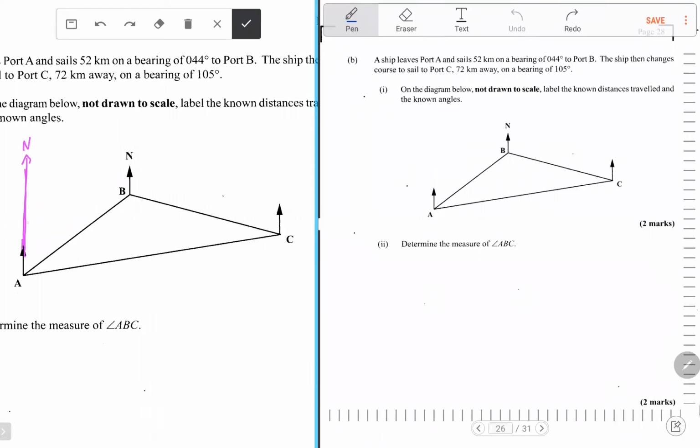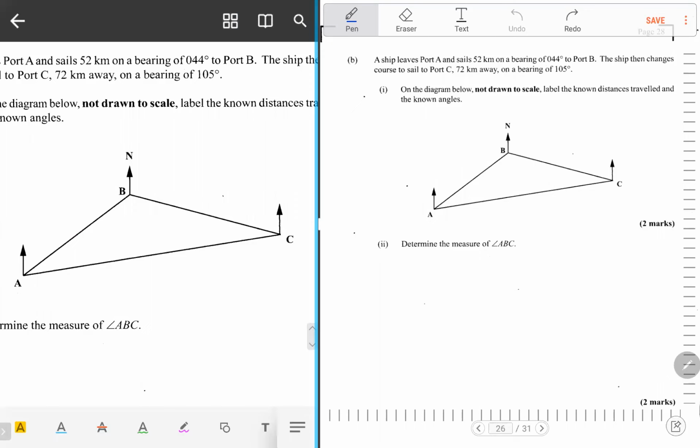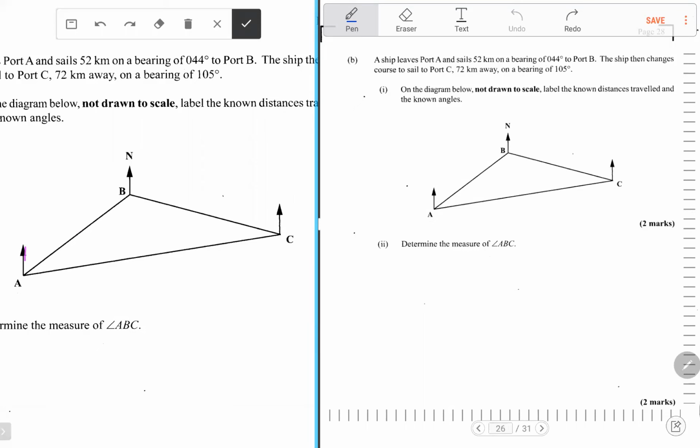And the bearing I'm talking about is the angle to which you have to turn to the right to face B after facing north first. So that is the bearing angle that I want. So extend the north line. Let me draw properly. And then this is going to be, what did I say? 044 degrees. The angle to which you have to turn to the right. So that angle is 044 degrees, right?